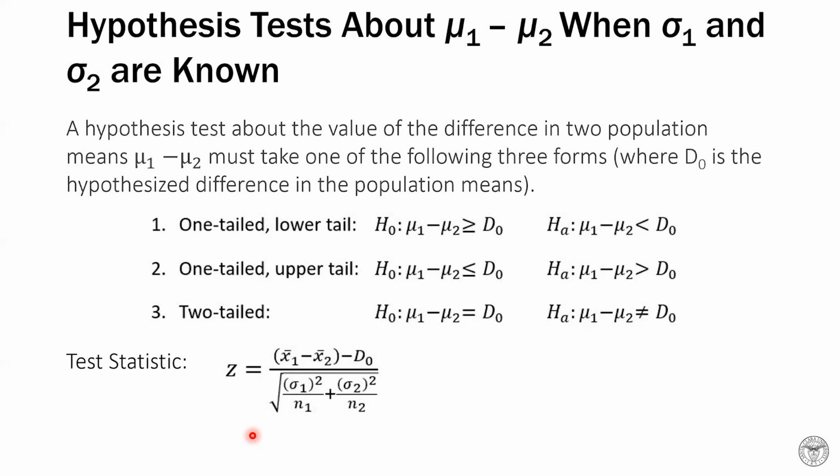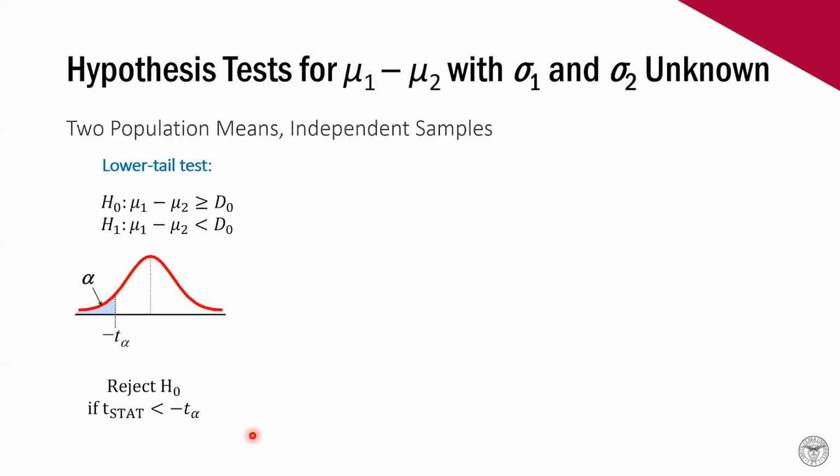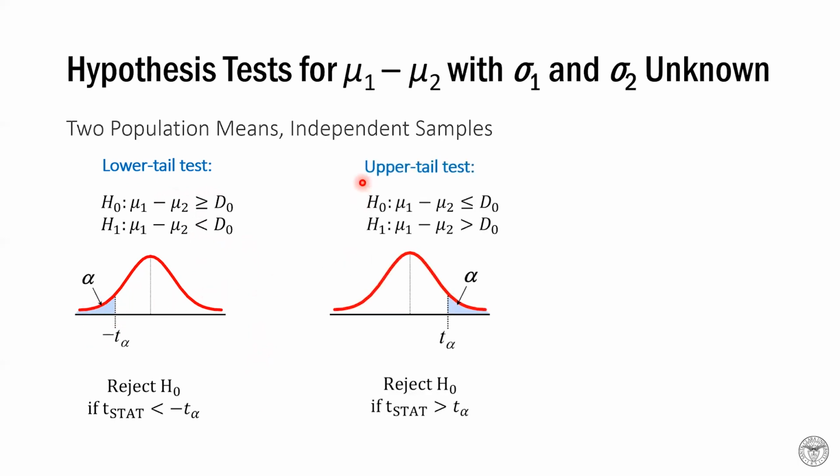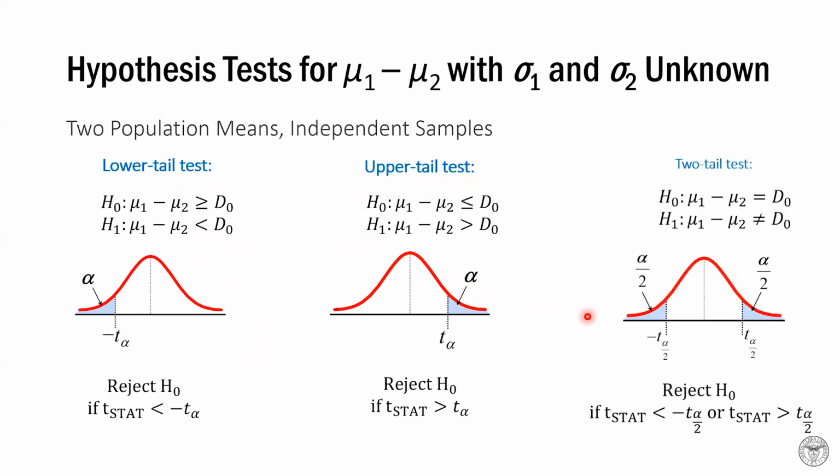In practice, the t-test is a more popular approach used to determine whether there is a significant difference between the means of two groups. If the standard deviations are unknown, we cannot use the z statistic anymore. Instead, we use the t statistic. Nevertheless, we have the same null hypothesis in the three different tail tests, namely the lower tail one-tailed test, the upper tail one-tailed test, and the two-tailed test.